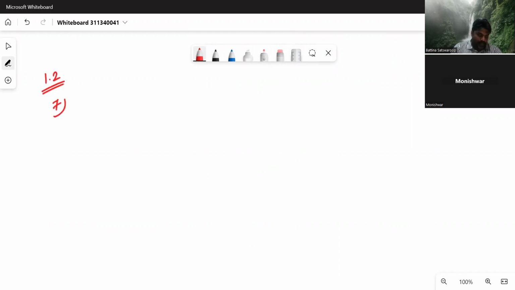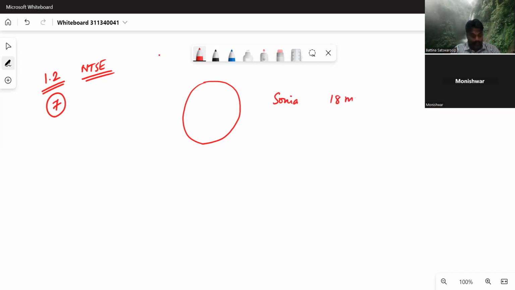Exercise 1.2, question number 7, sir. This is important for NTSE also, sir. This question. There is a circular path around a sports field. Sonia takes 18 minutes and Ravi takes 12 minutes. They are starting at the same time. After how many minutes will they again start from the same point at the same time?